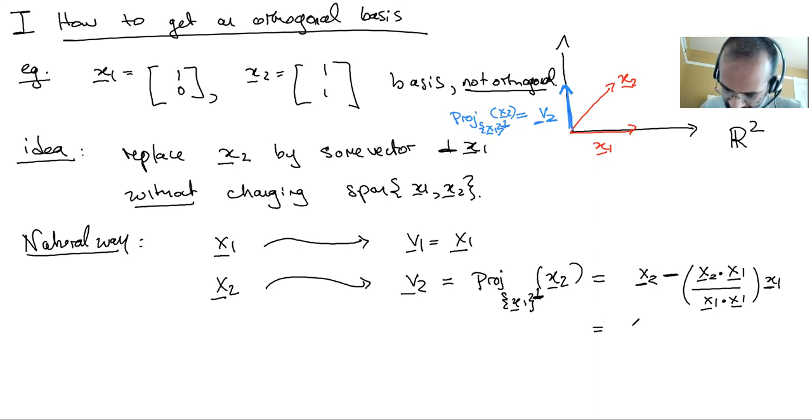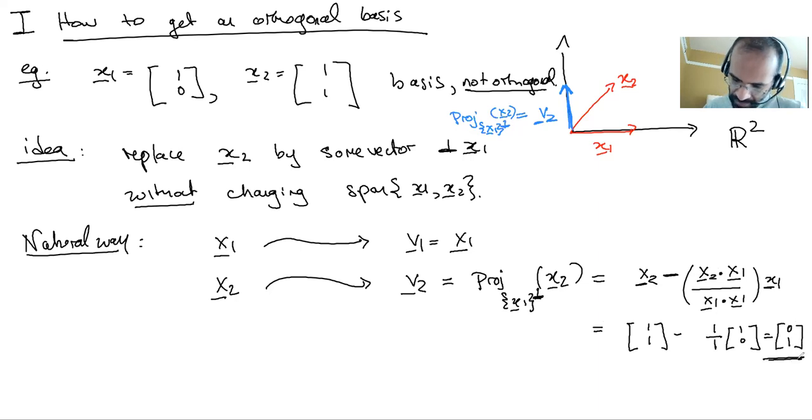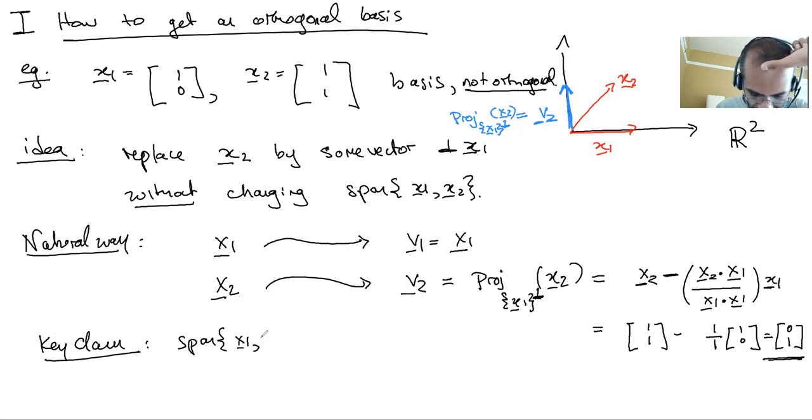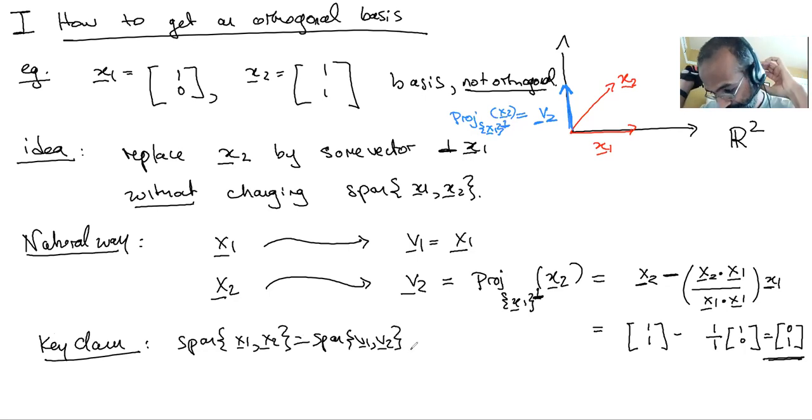And now, okay, so I can compute this. This is going to be (1, 1) minus, so the dot product is 1 over 1, times (1, 0). And indeed, you get (0, 1). Okay, so I replaced x2 by something perpendicular to x1, and I didn't change the span. Why doesn't it change the span? So the key claim is that the span doesn't change when I do this. Why is that?